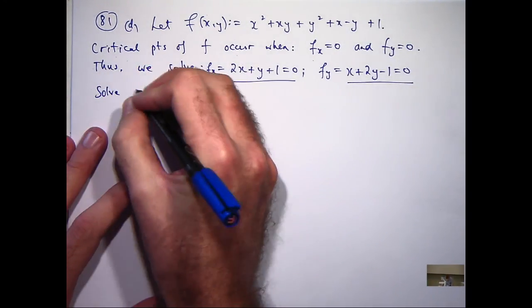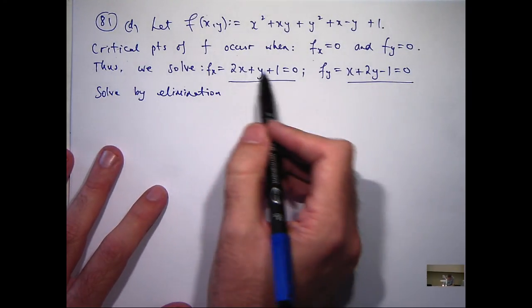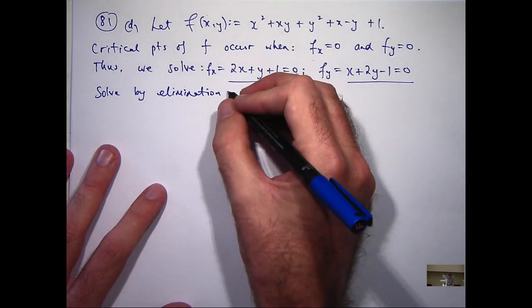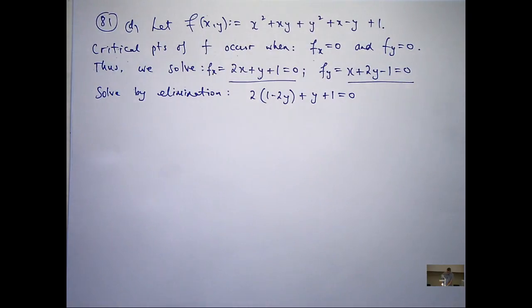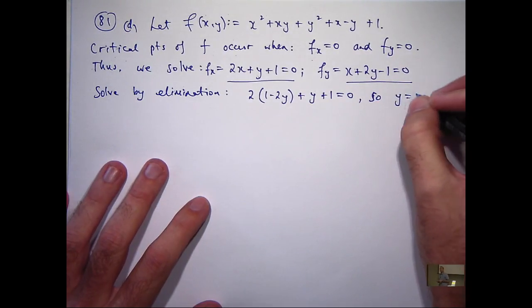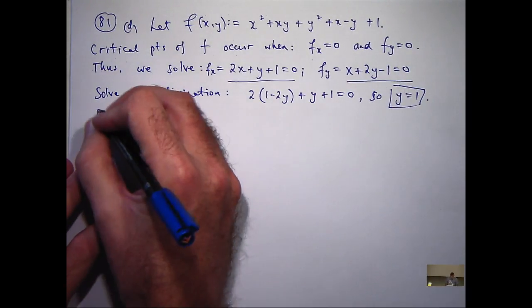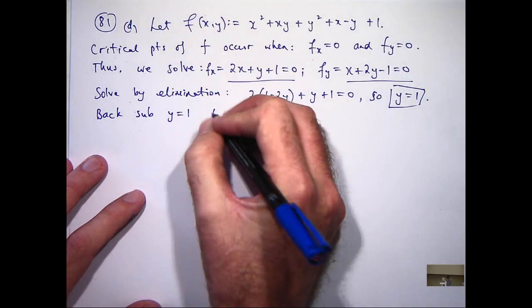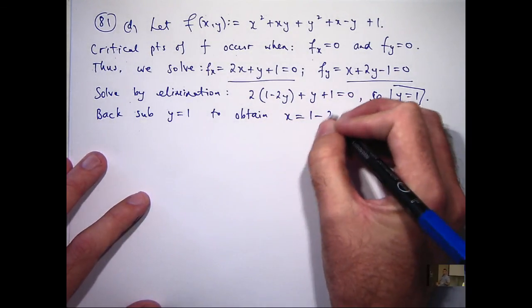So I've solved them by elimination. What I've done here is I've made x the subject over here and then plugged that back into the first equation. So with a little bit of algebra, I can solve for y. And according to my calcs, I get y equals 1. Now I can back substitute that value for y into either of these equations and come up with the x value. Again, according to my calcs, you get something like this.